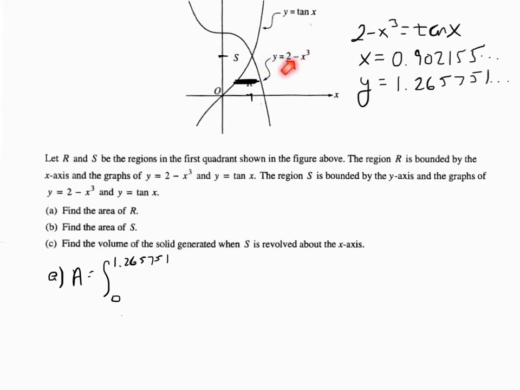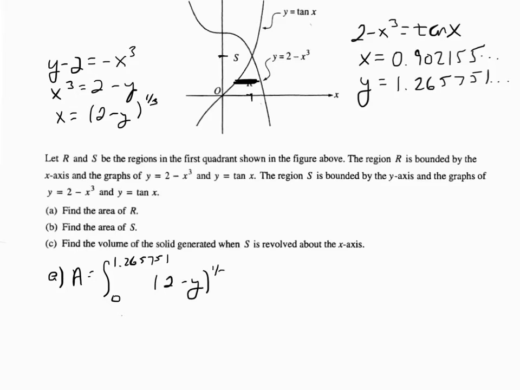And now for the difference between the two functions, I've got to do this function here, but we want that in terms of y. So let's move everything over. We're going to have y minus 2 equals negative x cubed. That means that x cubed equals 2 minus y. You can either write it as a cube root, but I feel like writing an exponent. So we've got 2 minus y to the 1/3 minus the tangent function.